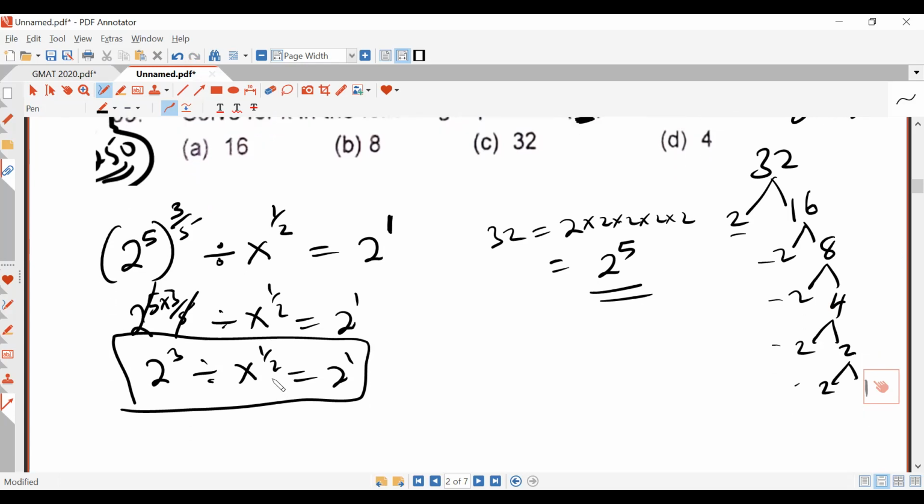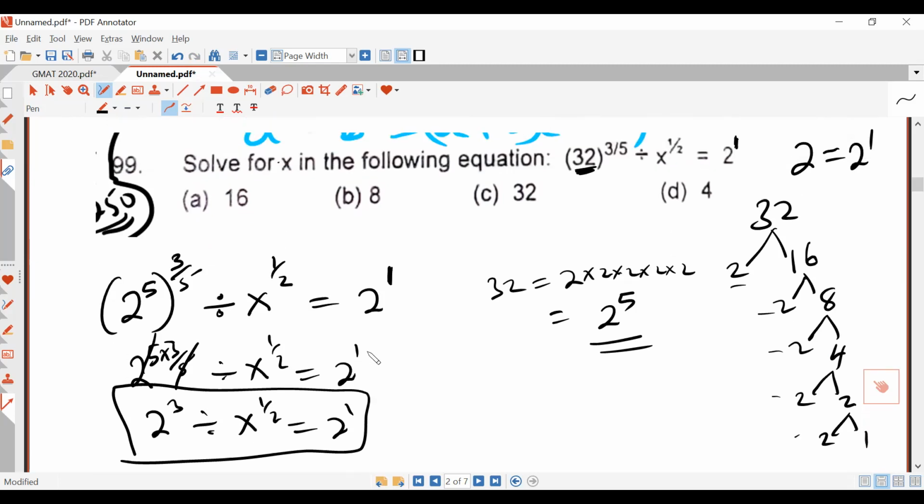Now, if you had to solve for x, I'm going to do a lot of mathematics, which I can do right now. But for purposes of time, I'm just going to remind you of what we do. In case you have any unknown in the equation, simply work backwards. Put this 16, or this 8, or this 32, or this 4, where we have the x, and then you check, do you get the 2 power 1? If no, then you continue trying out the others. If yes, then you can simply stop there.